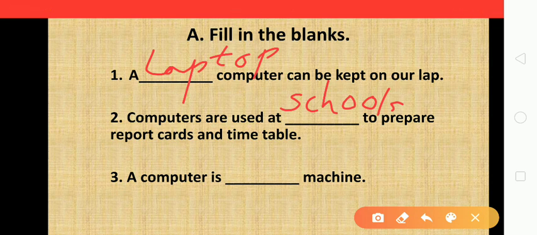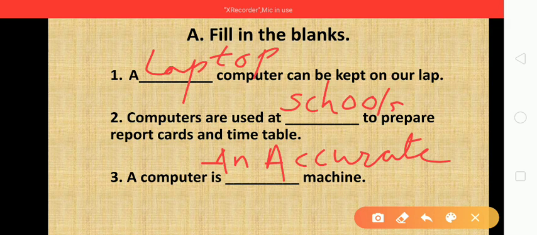Next, a computer is a dash machine. The options are an accurate, a weak, and useless. A weak is not appropriate, and useless, no, it is very useful. So we will go with an accurate. A computer is an accurate machine. We discussed this in the features.